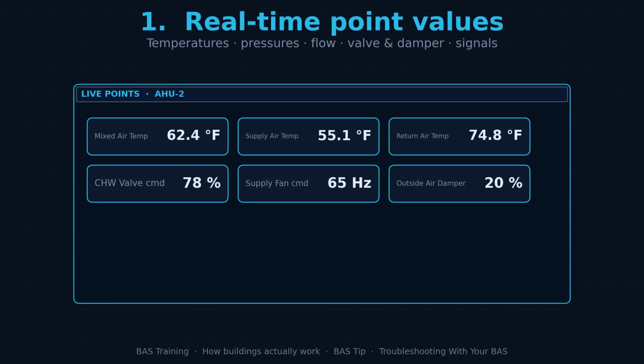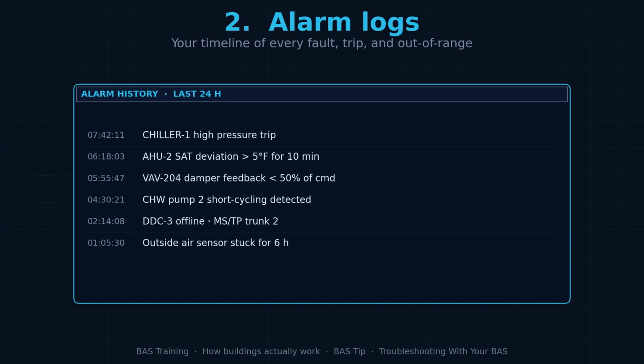Number 1, real-time point values. This includes temperatures, pressures, flow rates, valve positions, damper positions, and control signals. Everything the system is measuring right now. Number 2, alarm logs. Your BAS stores a history of every fault, every trip, every out-of-range condition. This is your timeline of events.